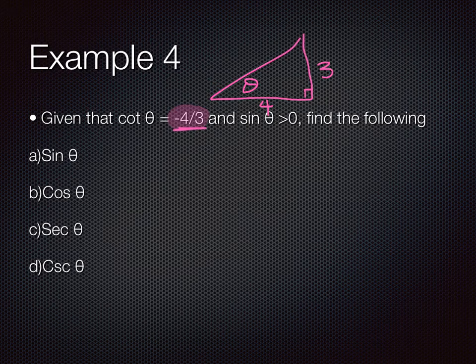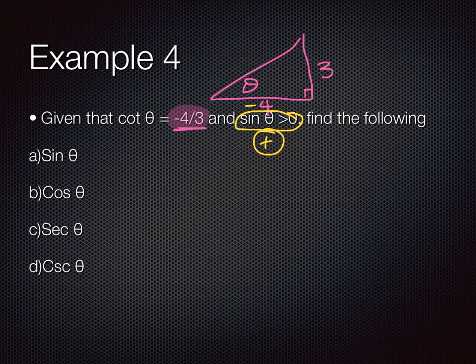I don't yet, right? That's why they give you this piece of information. So if the sine is greater than 0, it means the sine is positive. In order for the sine to be positive, the y has to be positive, right? Which means the negative is going on that 4. So they're always going to give you enough information for you to figure out which one of those gets the positive and negative sign.